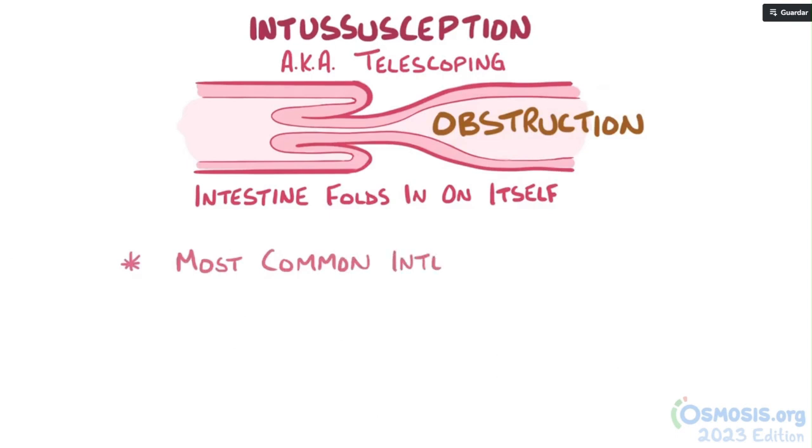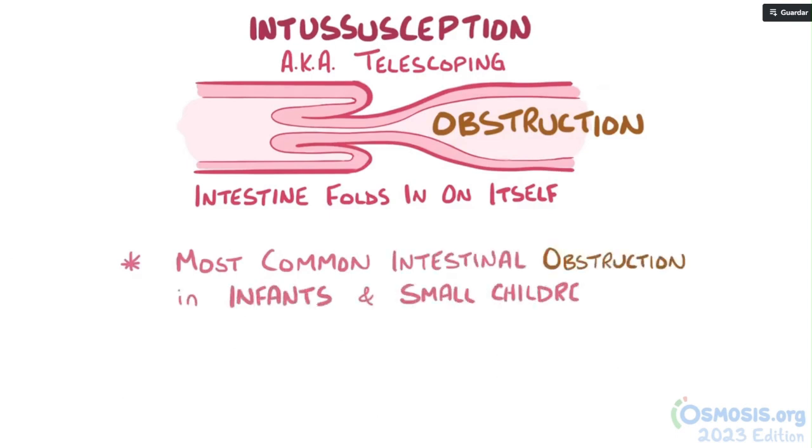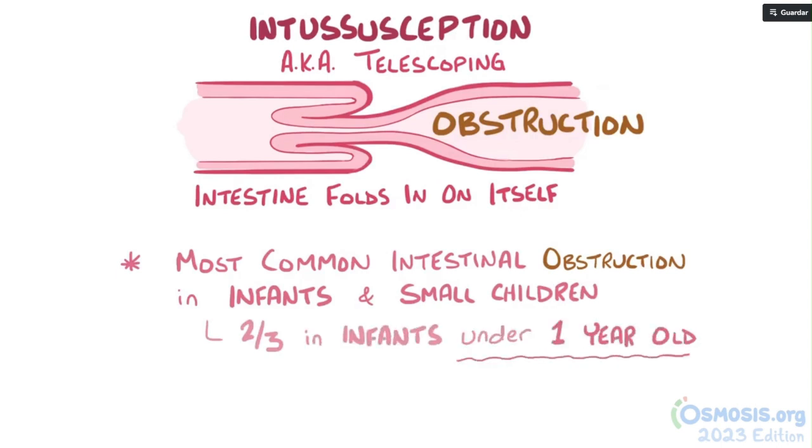Intussusception is the most common cause of intestinal obstruction in infants and young children, with about 2/3 of them happening among infants under 1 year of age, though adults can occasionally have intussusception too.